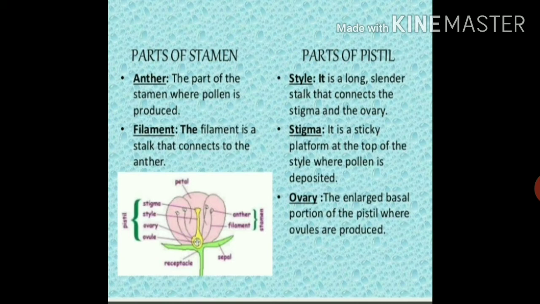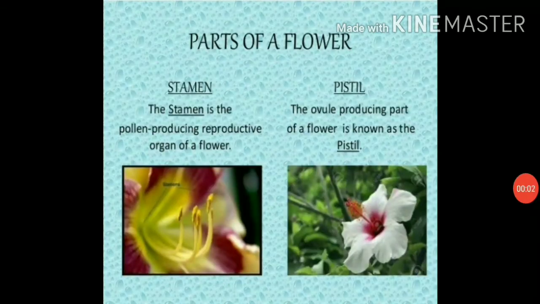Now let's learn about pistil. Pistil, carpel or gynoecium. The innermost flask-like structure of a flower is called pistil or gynoecium. Pistil is the female part of the flower. The lower, broader portion of the pistil is called ovary. The narrow upper portion of the pistil is called the style. The sticky end at the top of the style is called stigma. The stigma receives the pollen grain from the anther.